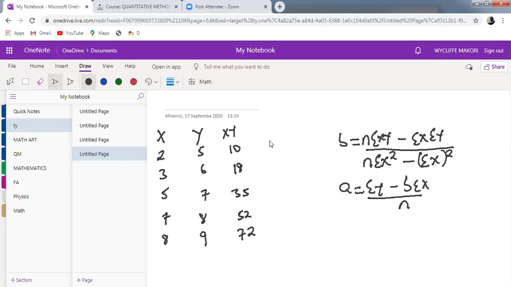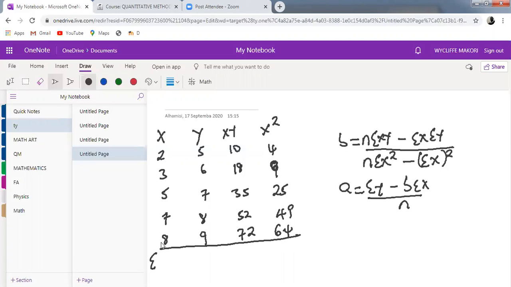Then we need a column for x squared, which is simply squaring the values of x, which will be 4, 9, 5 squared is 25, this is actually 49, 8 squared is 64. Then we are sorted. The moment we have these columns, we are able to apply the formulas we have here. But the most important thing is to get the summations down here. So let us do all those summations so that we can apply our formula appropriately.